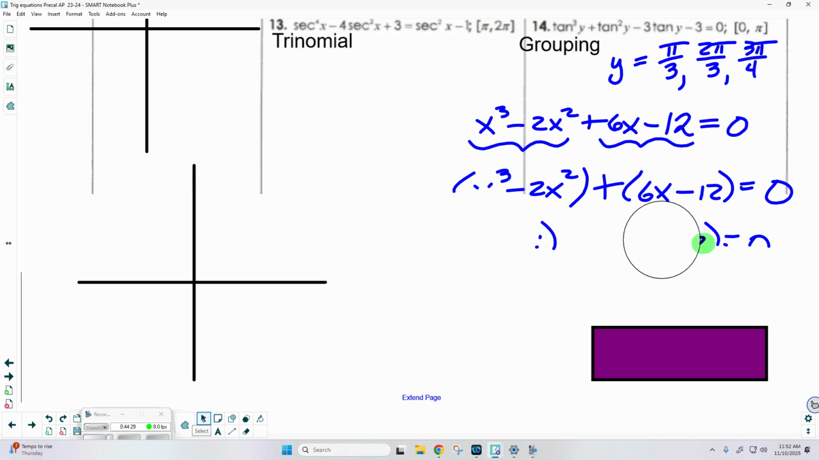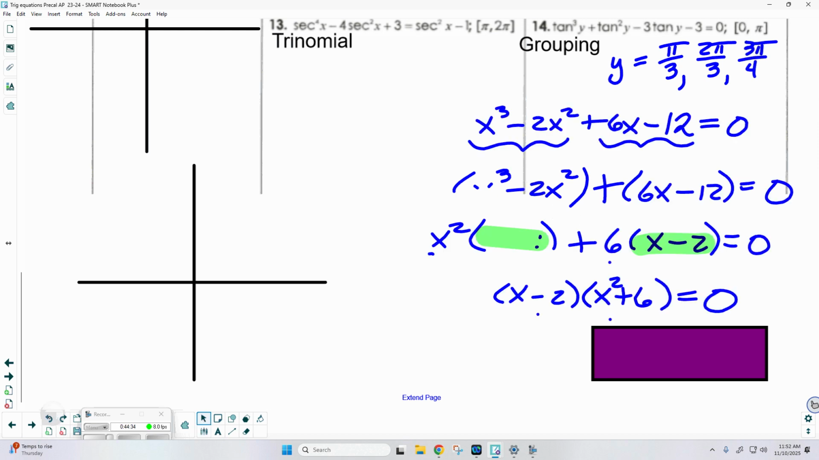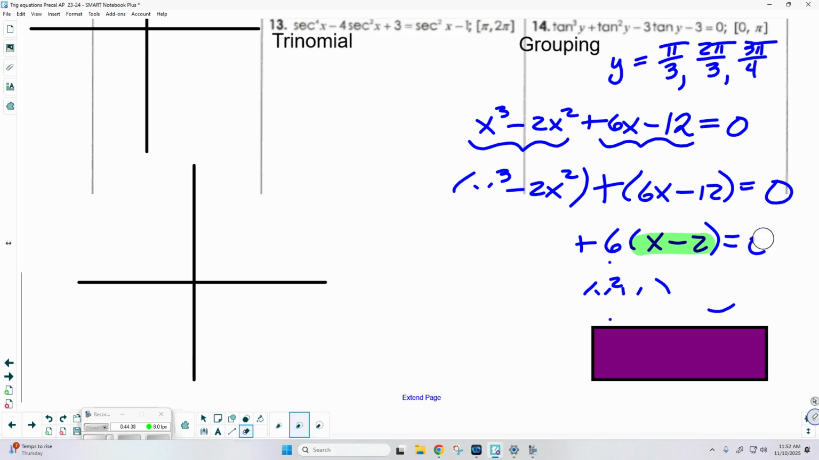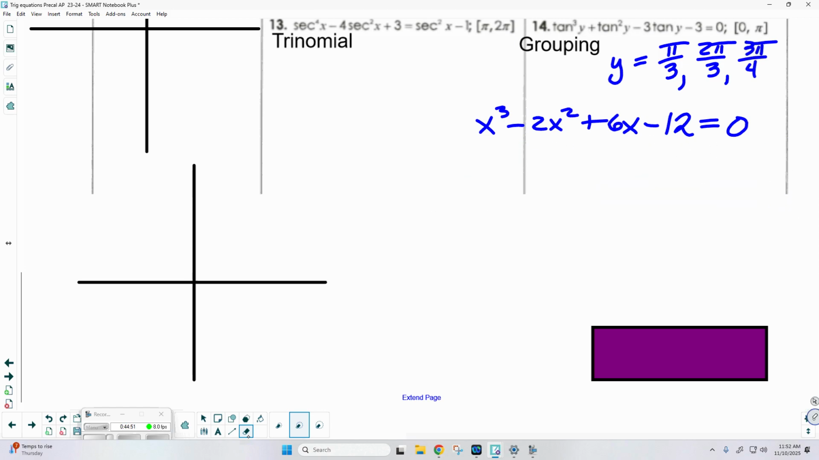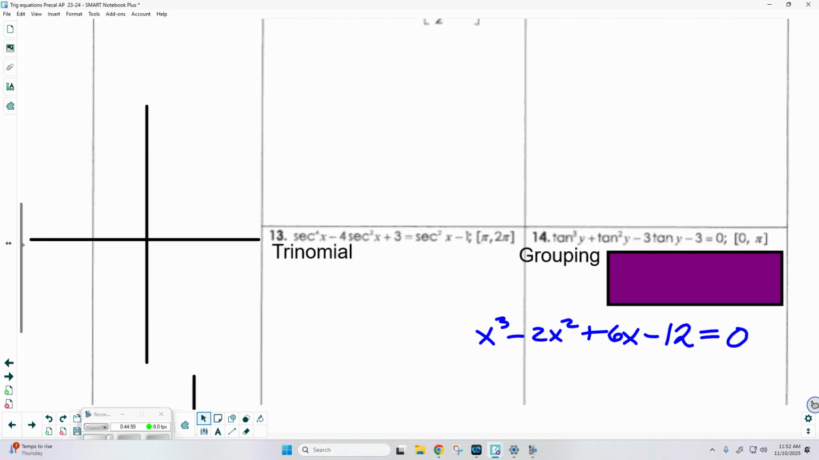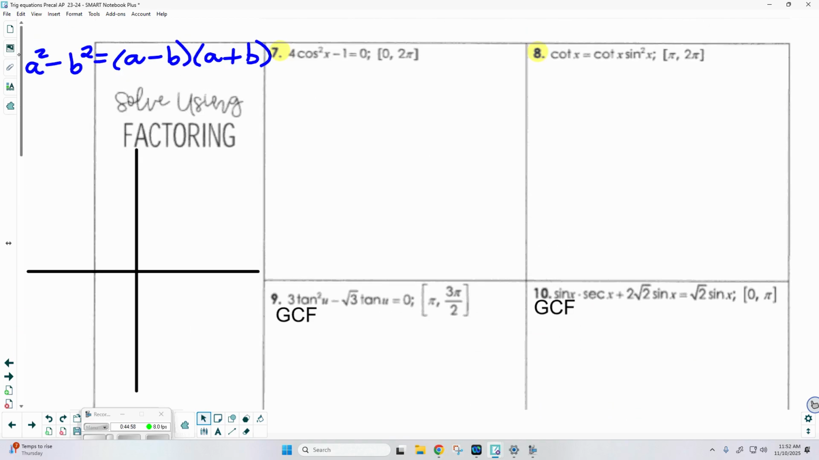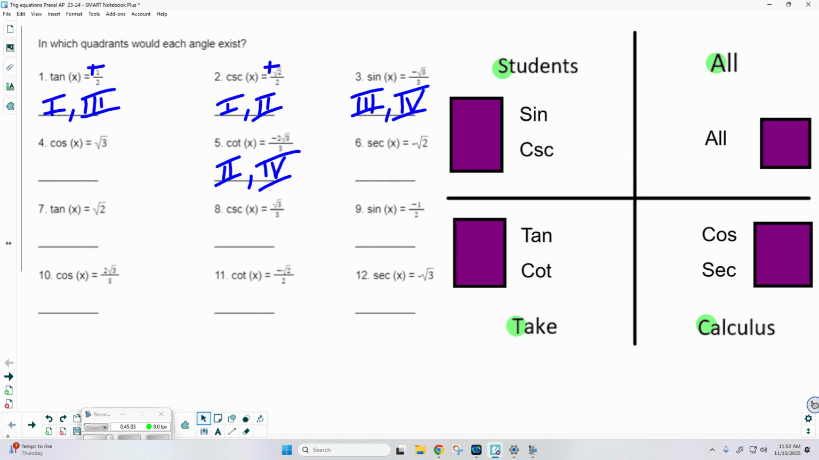Cool. All right. Oh, why did I erase that? There we go. I want to erase this part, not that top. X cubed, 2x. Oh, actually, I can't erase that. Okay.